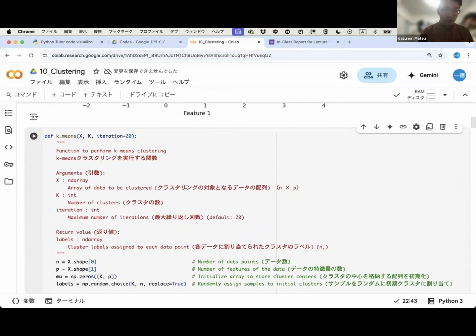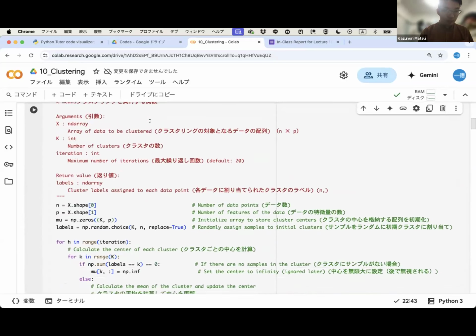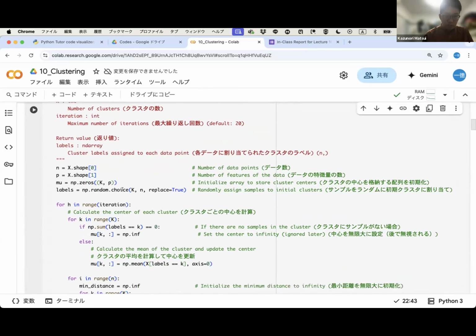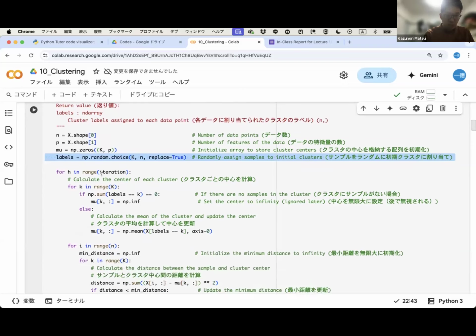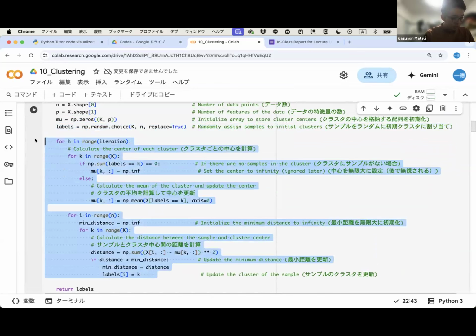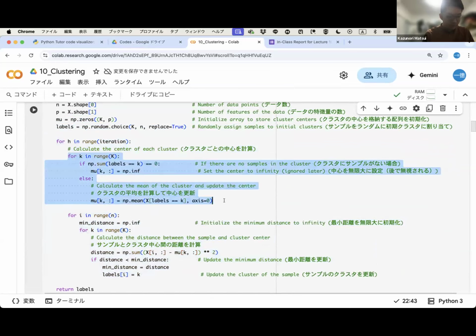The k-means method is as I introduced earlier. First, we initialize an array to store cluster centers and randomly assign samples to initial clusters. In the loop, we calculate the center of each cluster. This part here.